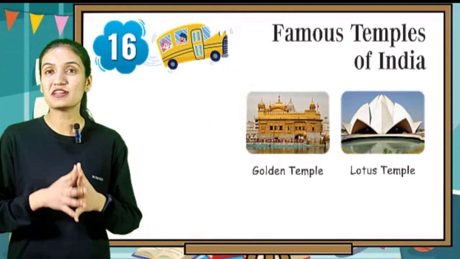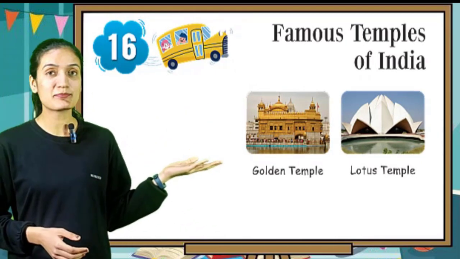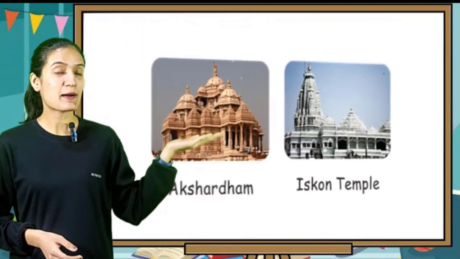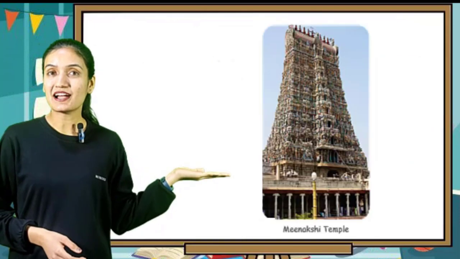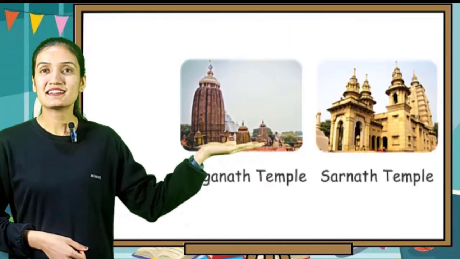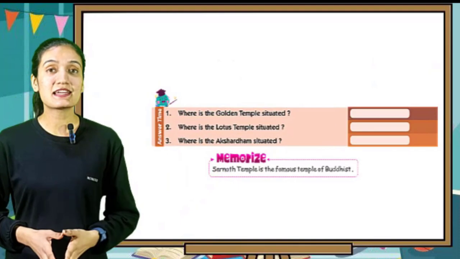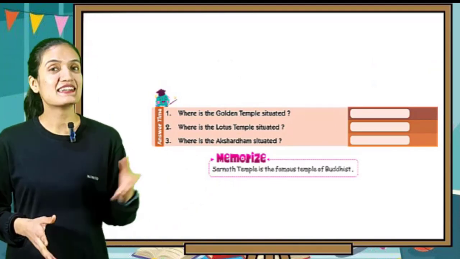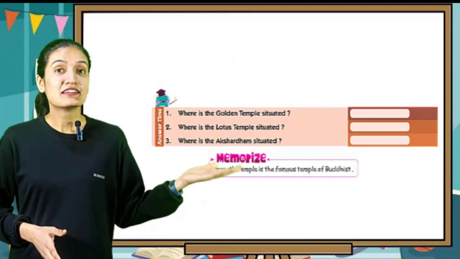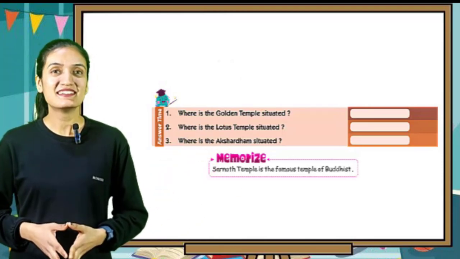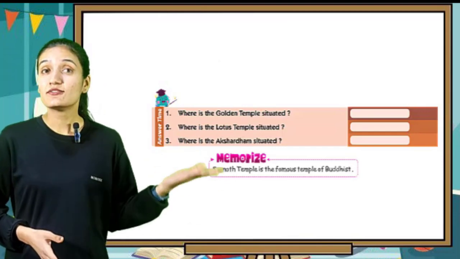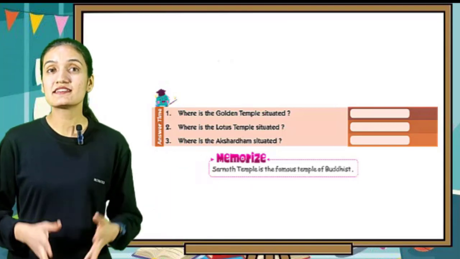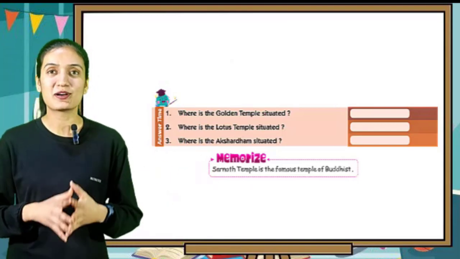Chapter number 16, famous temples of India. Here are some temples. Golden Temple, Lotus Temple, Akshardham, Iskcon Temple, Meenakshi Temple, Jagannath Temple, Sarnath Temple. Answer time. Where is the Golden Temple situated? Yes, it is Amritsar. Where is the Lotus Temple situated? Yes, Delhi. Where is the Akshardham situated? Delhi. Now memorize, Sarnath Temple is the famous temple of Buddhists.